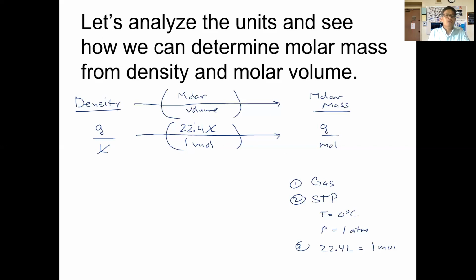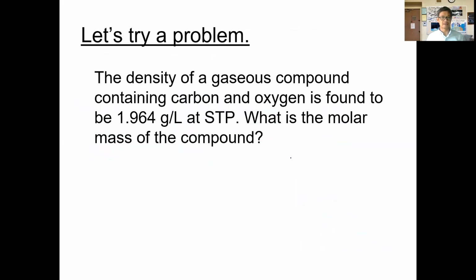Okay, so when we are solving these problems, when we're doing this last type of conversion, if we're given the density of a gas, we can find the molar mass of the gas by multiplying by the molar volume. We're going to multiply by the molar volume in order to get that conversion done. All right, let's take a look at our problem where we're going to be asked to do that.